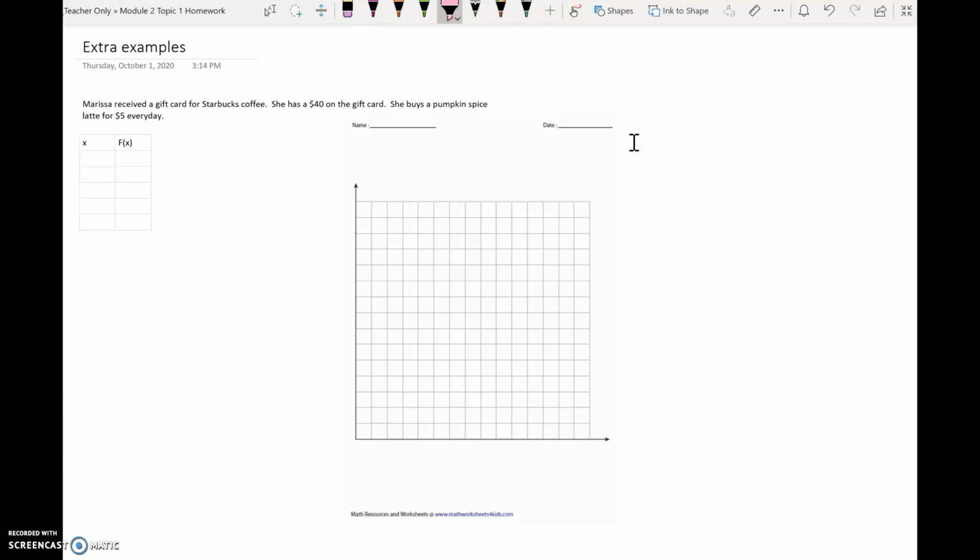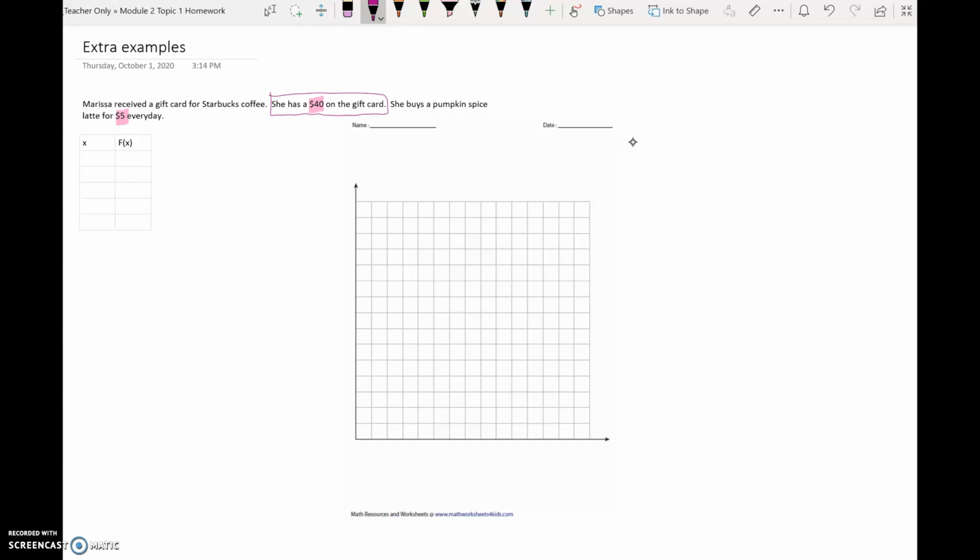So Marissa received a gift card for Starbucks coffee. She has $40 on the gift card. She buys a pumpkin spice latte for $5 every day. So let's think about what we got going on here. She started with $40. That means her starting point, or y-intercept, is 40.